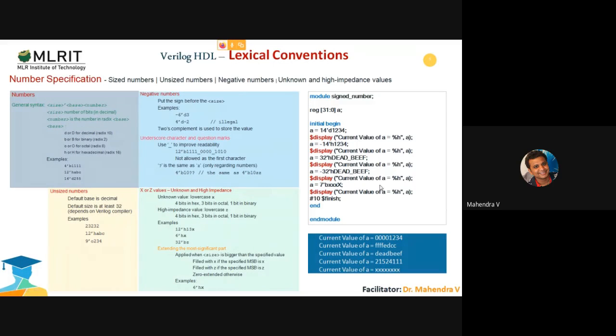Now here we gave only 1, 2, 3, 4, but the size of this is larger. That's why 4 more zeros are placed. I hope you understood how to represent the numbers. Now let's move to the next topic.